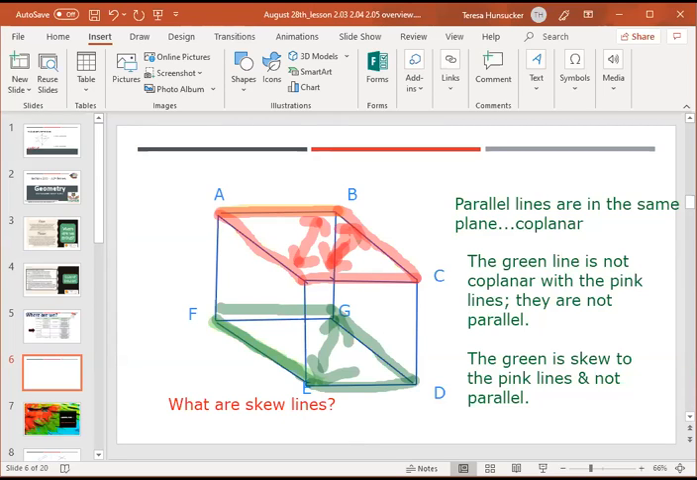Thank you, Nikel. Tristan, you got it. Skew lines means the lines are not on the same plane. Very good, Tristan. All right, so cool. We're ready to move on, okay?